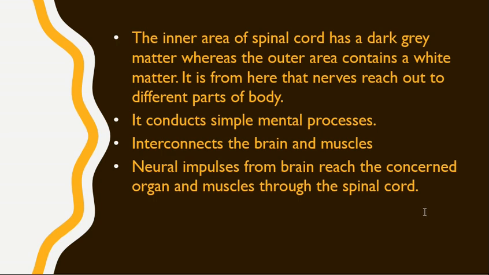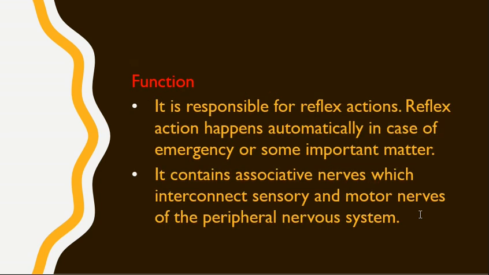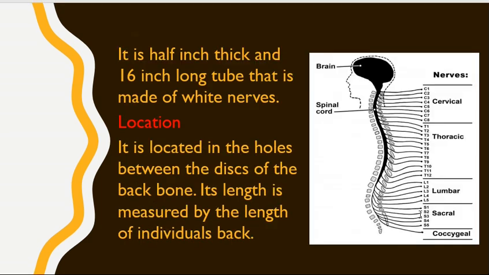So in today's lecture, we talked about the two parts of the brain, midbrain and hindbrain, and the second part of the central nervous system, that is the spinal cord. These are the spinal nerves, 31 pairs of spinal nerves. Each pair consists of sensory and motor nerves at the same time. These are cervical nerves, thoracic nerves, lumbar nerves, sacral nerves, and coccygeal nerves.